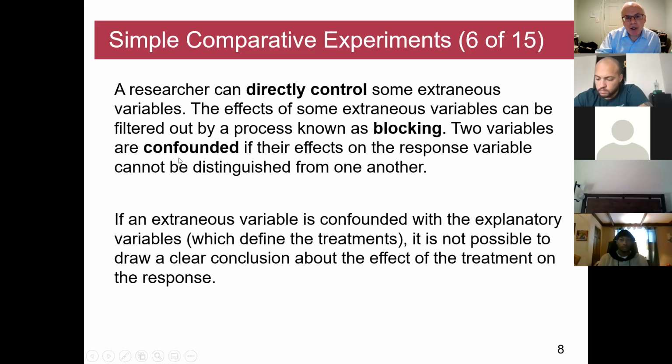But this is what confounding means: if we have 2 variables, not the response variable, but 2 variables that could influence the response variable, but we can't distinguish one from the other in terms of which one is actually influencing the response variable, then we would say that the 2 variables are confounded in their effects on the response variable. Confounding means we can't tell the difference between those 2 possible variables in terms of their effects on the response variable. We can't tell the difference.